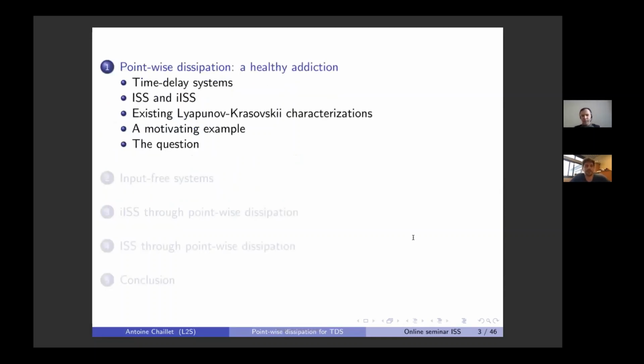So let me start with the background. So what is a time delay system? What are ISS and integral ISS in this context? And what characterization we have? And I will also introduce an example that I will use throughout the talk to illustrate the results I will present and introduce the main question.